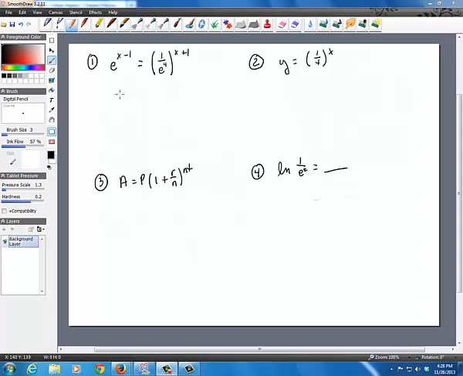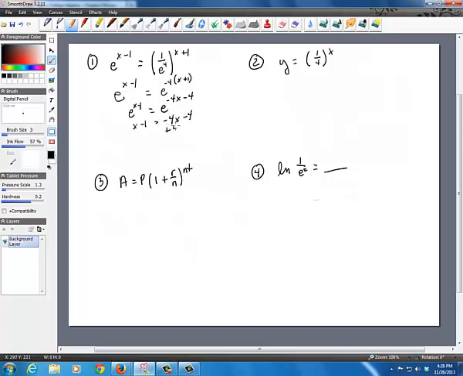And the first problem says to solve for x. So I'm looking at this and trying to get like bases on both sides, and I can see that e would be a good common base. So this is e to the negative 4 times the x plus 1. So I end up with e to the x minus 1 equals e to the negative 4x minus 4. Now I have like bases, I can drop them, and I get x minus 1 equals negative 4x minus 4.